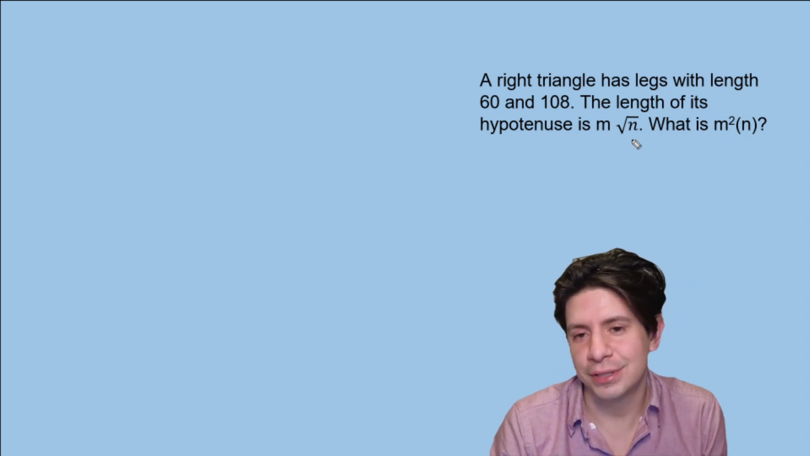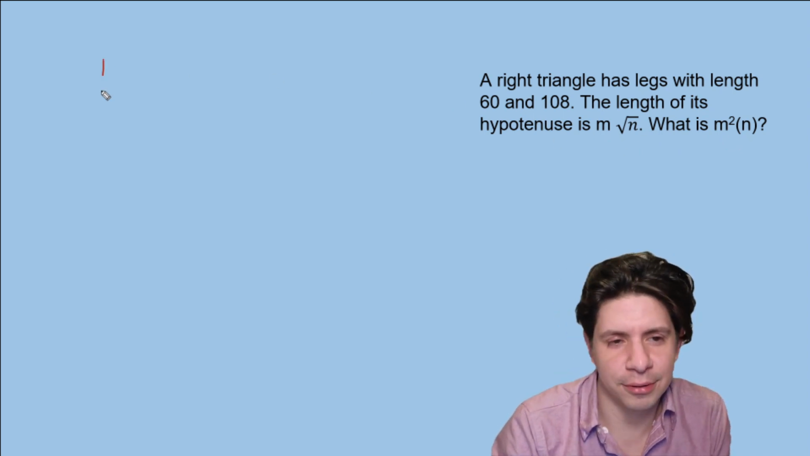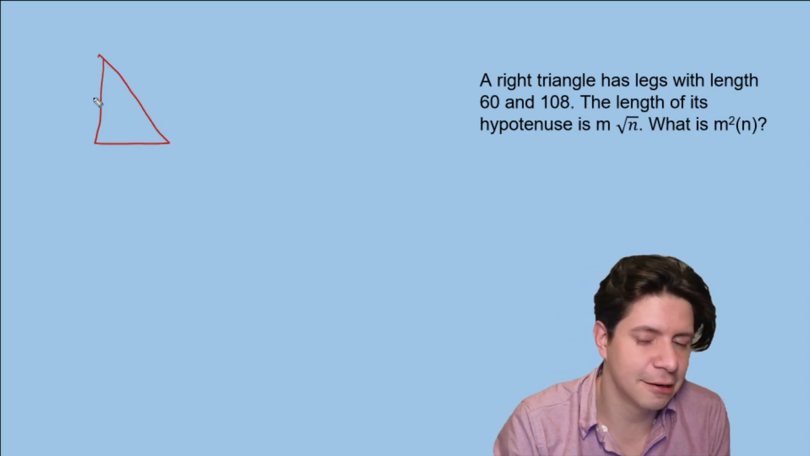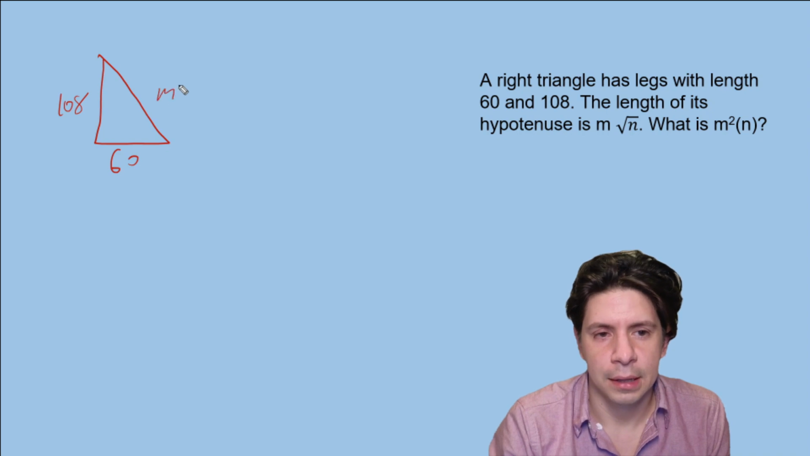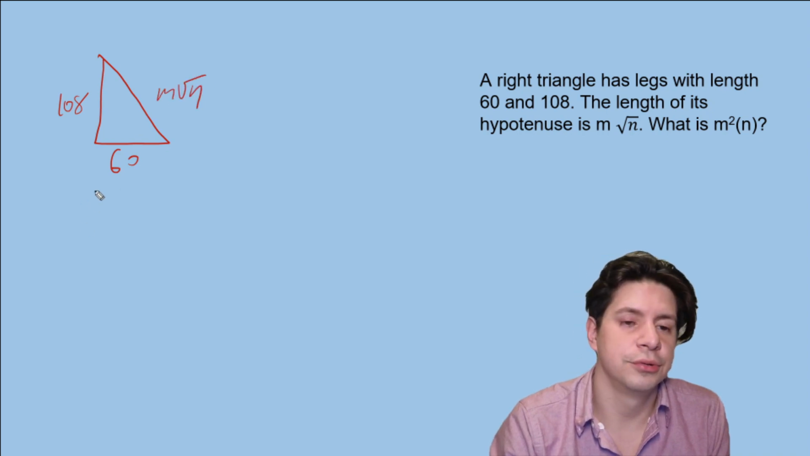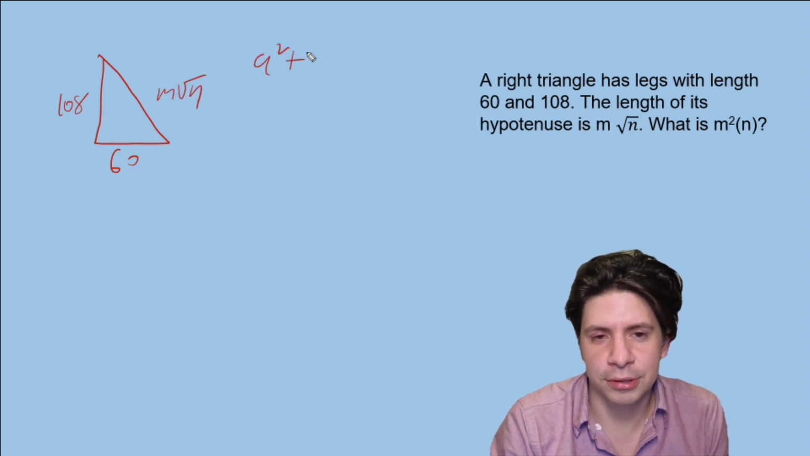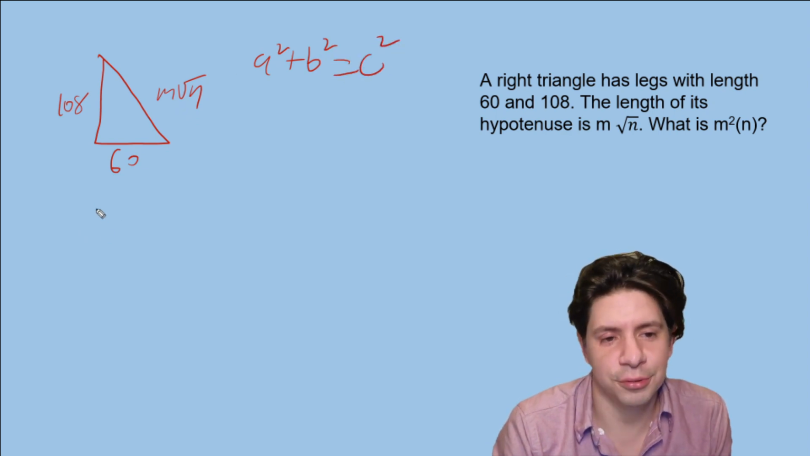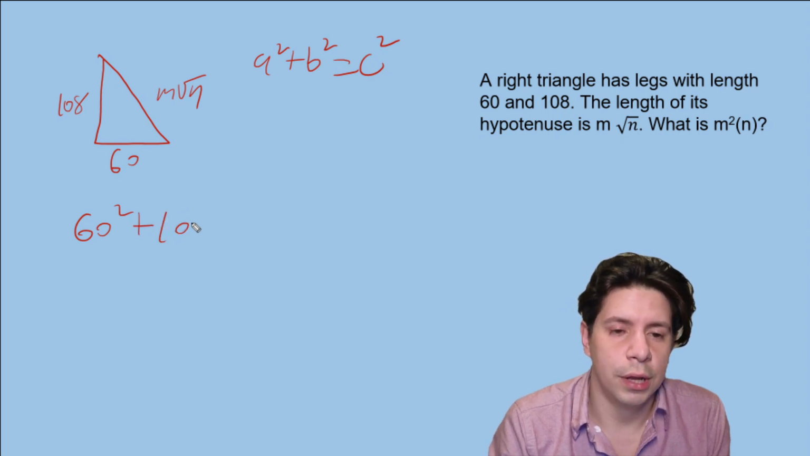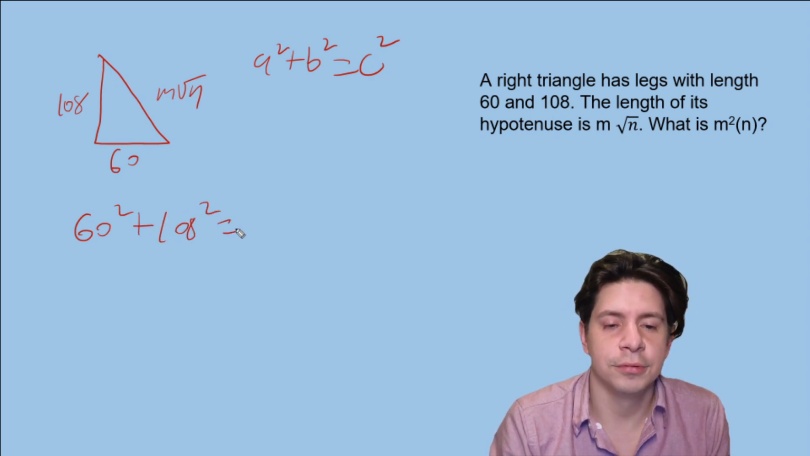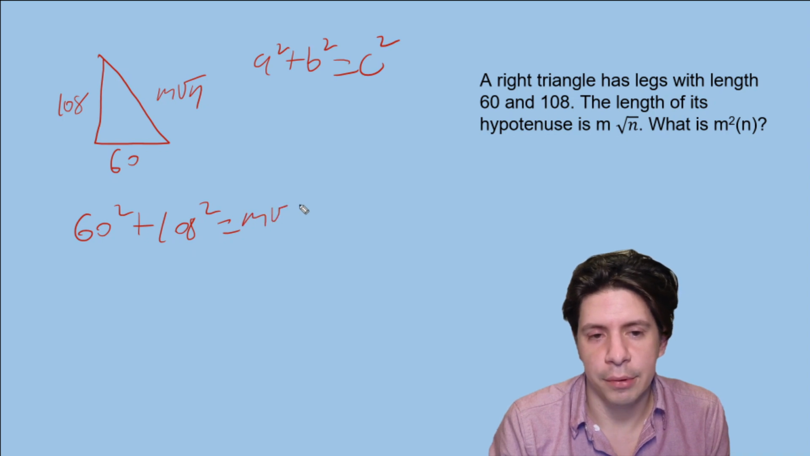So this time the hypotenuse has no number, but that shouldn't be a problem, right? It feels a little more abstract, but it's the same setup. And once you have the setup, you should be fine. So it's 60, 108, m root n. So we're going to do a squared plus b squared equals c squared, right? You could make this a song. A squared plus b squared equals c squared. If I can sing it, so can you, right? So it's going to be 60 squared plus 108 squared equals m root n squared.